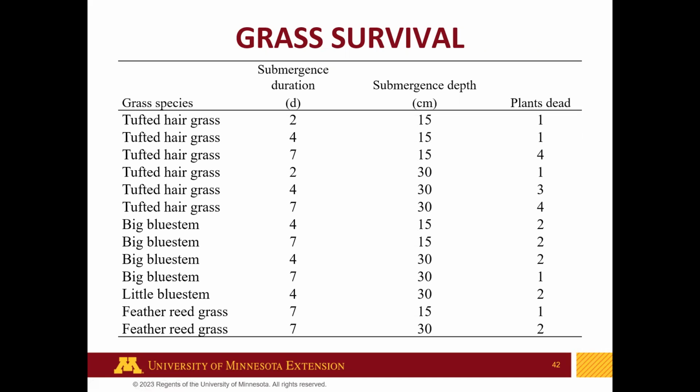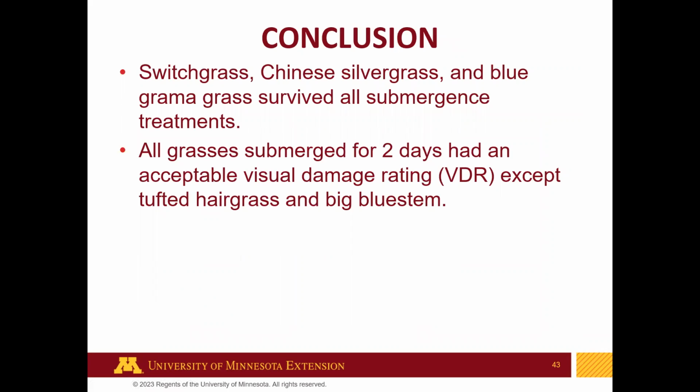The next grass that we lost the most of would have been big bluestem. And again, it just did not do very well with submergence. And then we lost 2 little bluestem and 3 feather reedgrass plants. So in conclusion with this study, switchgrass, Chinese silvergrass, and blue grama grass survived all of our submergence treatments. And again, thinking back to the cyclical flood and drought, switchgrass and Chinese silvergrass both performed well there. They survived all the treatments. Blue grama grass didn't do as well in the cyclical flood and drought, because we did have some plants that died, but in this particular study, they all survived.